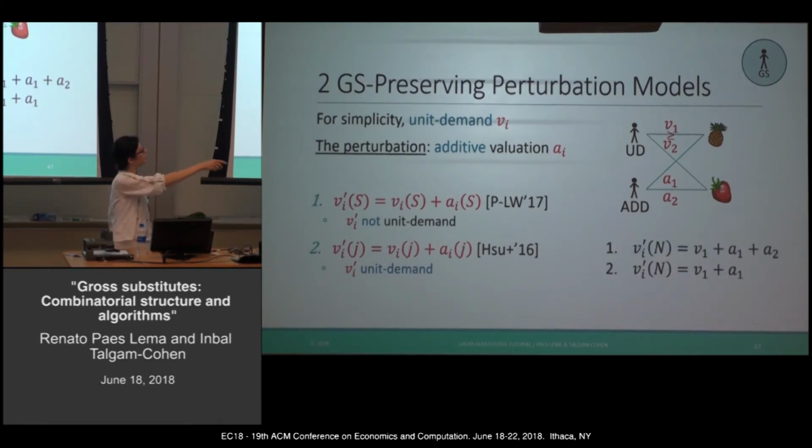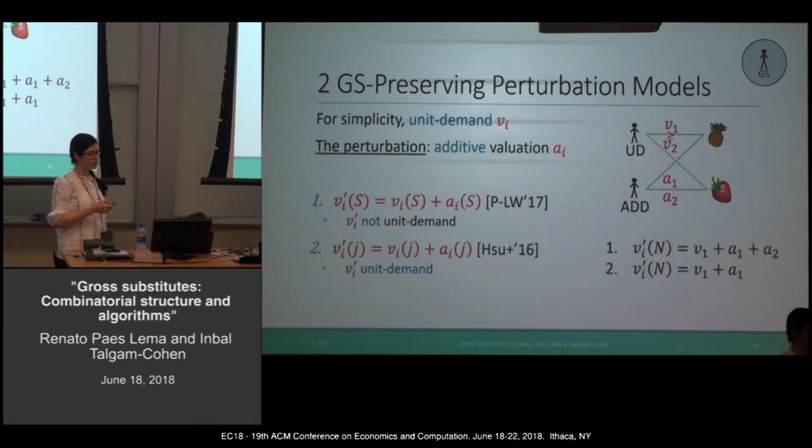In the first one, let's look at the value for the set of all of the items. In the first way of perturbing, you now have your original valuation for everything, which was V1, and you added the valuation of this player for all of the items, which is A1 plus A2. But if you use the second way, then you first perturb the value for the pineapple and the value for the strawberry separately, and then you take the maximum among these. So you get V1 plus A1. OK, so these are two ways.